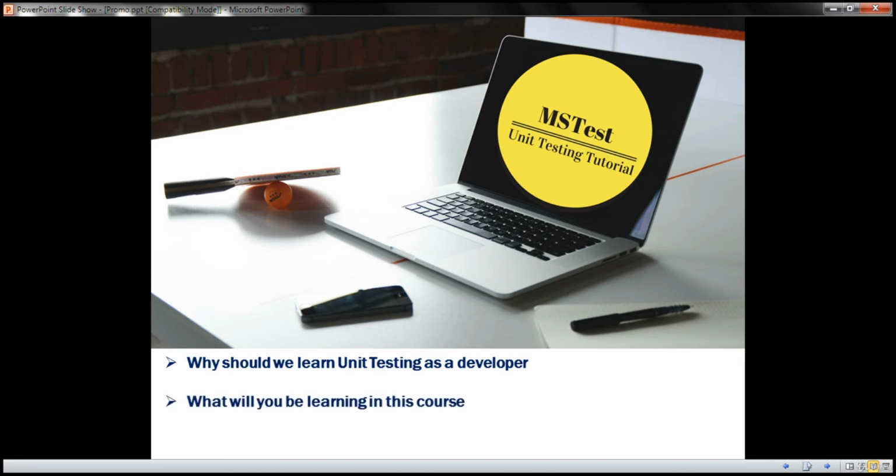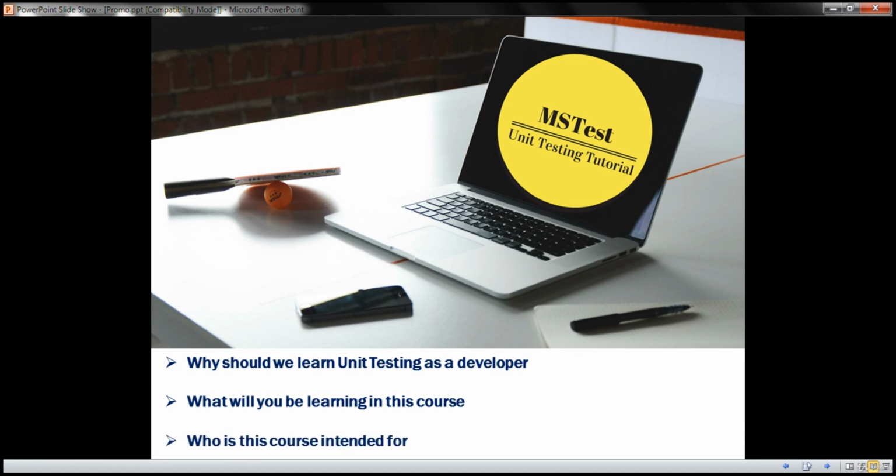So what will you be learning in this course? Quite a bit. We'll be covering most of the unit testing related concepts starting from the scratch. By the end of this course, you'll be able to understand unit testing concepts and their importance and power when developing software applications. You'll be able to write effective unit tests using MSTest framework to automatically test software applications. You'll be able to answer most of the unit testing related interview questions.